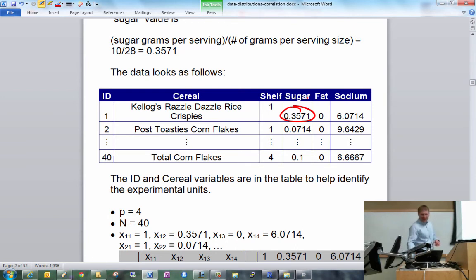This is helpful. You've got to be careful, though, with sodium. I simply took the sodium value. I know I didn't say this before. Sodium is measured in milligrams. I simply took the milligrams value divided by the serving size in grams. And so that's why you see larger numbers here. If one wanted to, one could have converted the milligrams to grams for sodium, and then divided by the serving size in grams. I didn't do it. It's not going to be meaningful to us. So just be forewarned. That's how I constructed the data.